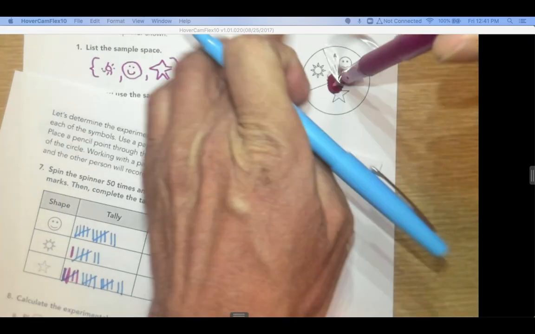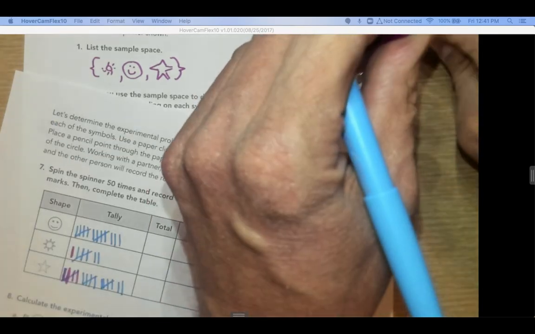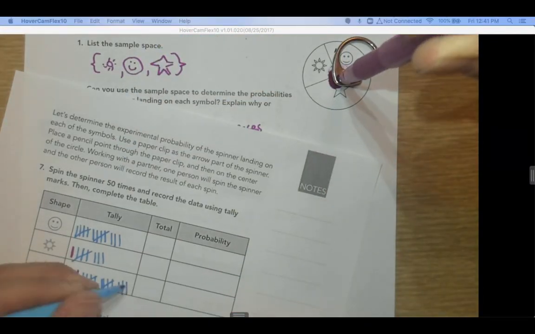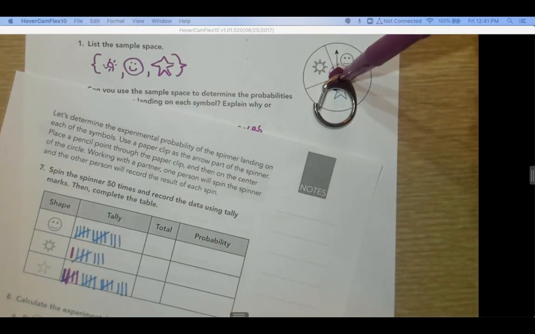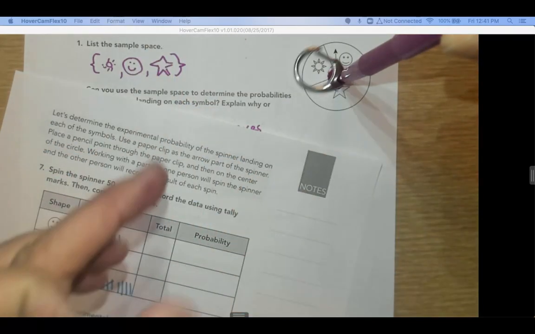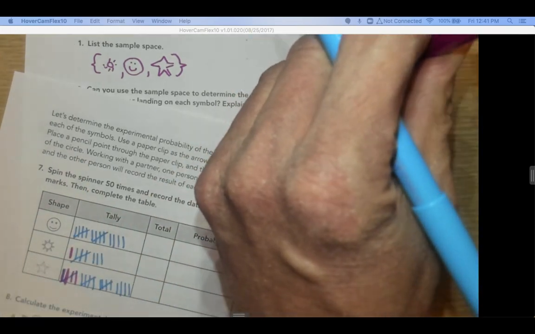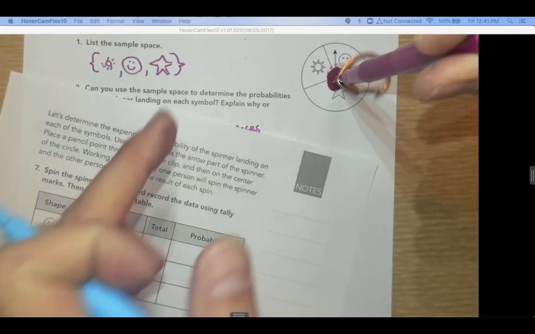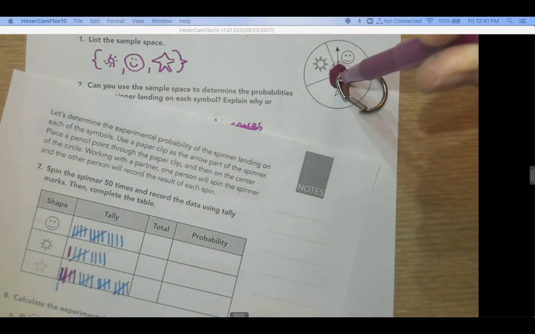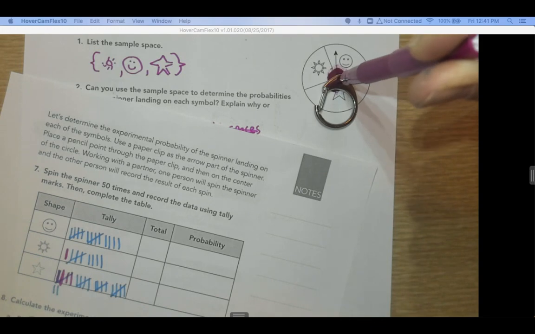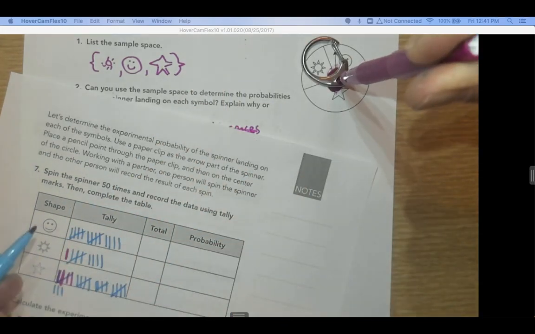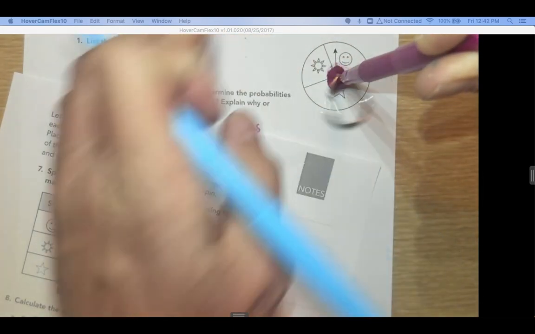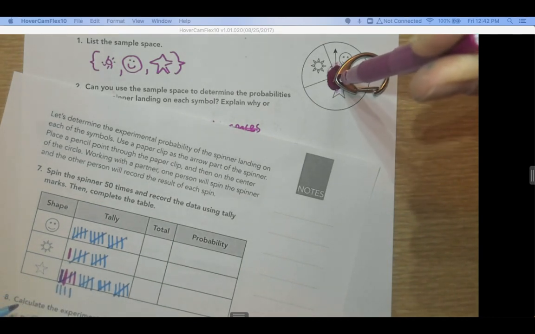sun, 37, smiley face, 38, sun, 39, star, 40, 10 more, star, 41, smiley face, 42, star, 43, star, 44, sun, 45, star, 46, star, 47, smiley face, 48, sun, 49, and star, 50.